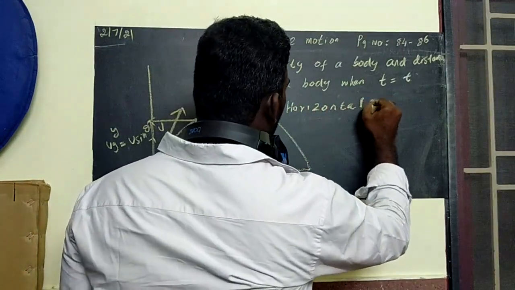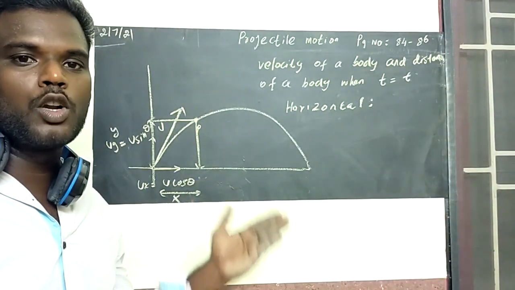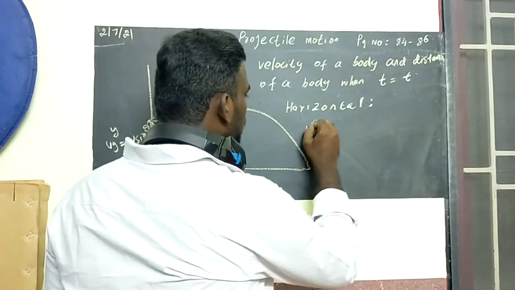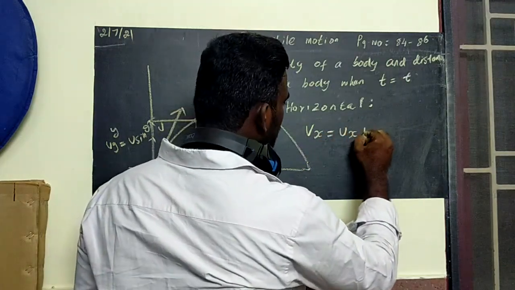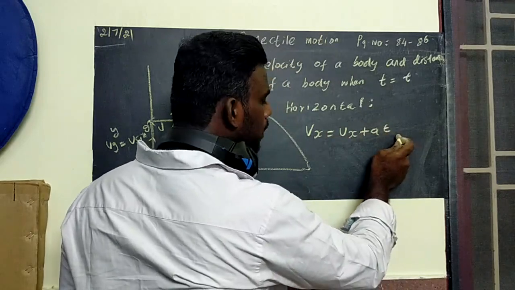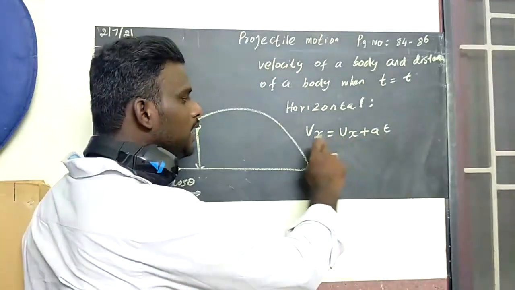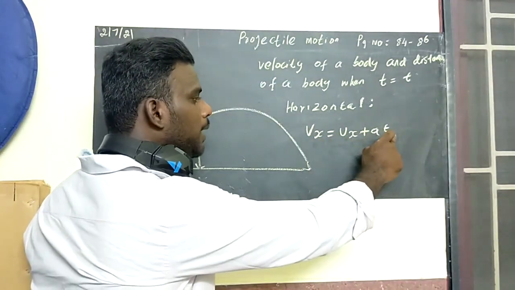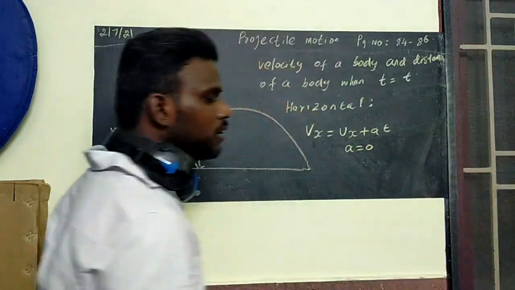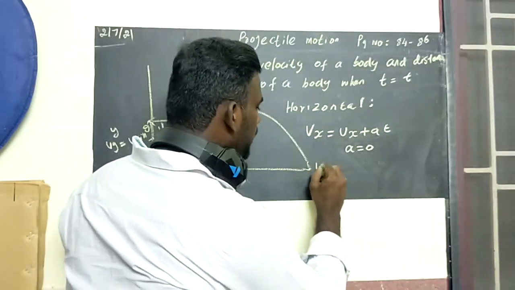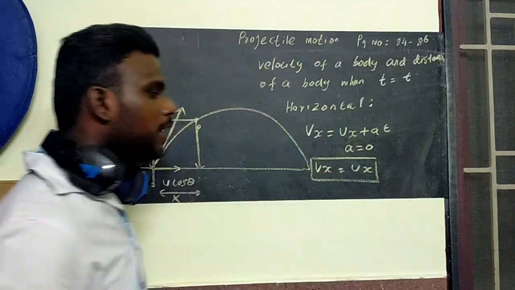What is the velocity of the body at a given time t? We have the first equation of motion, v is equal to u plus at. So the velocity of the body after some time t will be vx equal to ux plus at. Here ux is the initial velocity, and vx is the velocity after some time t. We know that the acceleration in the x-axis is always 0, it will not be affected. So vx will be equal to ux. This is the velocity of the body after some time t.